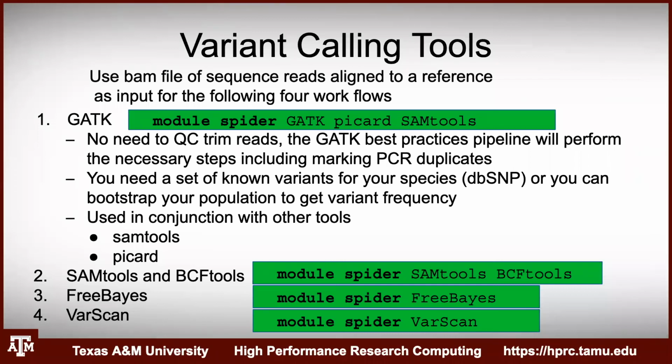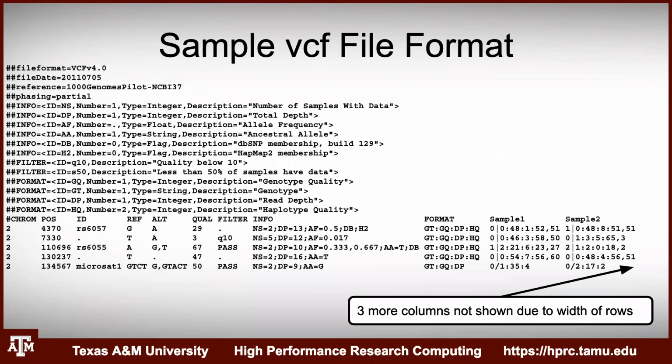GATK seems to be, at least in my opinion, the current gold standard on which variant caller to use, but the other ones are good as well. So here's an example of the VCF file format. This is what prints out after you run one of these. This is cut off, so there are more samples here. So this actually has, I guess, 5 total samples.